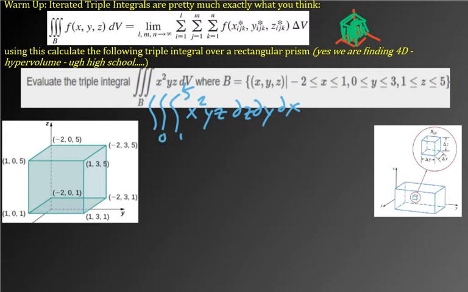Y is running 0 to 3, and x is running -2 to 1. And then it's all polynomial stuff. This is a polynomial in 3 variables, which is nice. So z is just, if you integrate that, this stuff's constant. You do z squared over 2. So you're going to have x squared y z squared over 2 going 1 to 5.